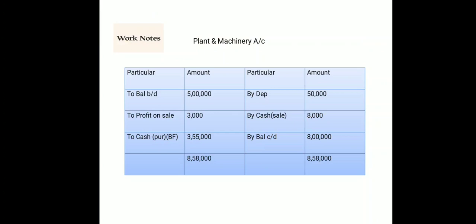So now just close the account and calculate the balancing figure, and this time we are getting the balancing figure on the debit side, so we are going to assume it as a cash purchase. So cash purchase of plant and machinery rupees 3,55,000. See, from this one working note, so many things are there which will get posted further.